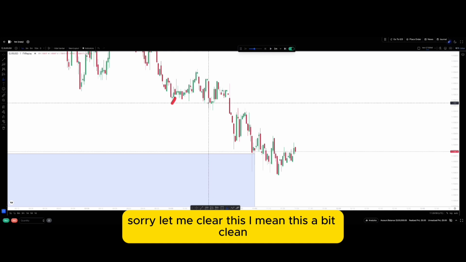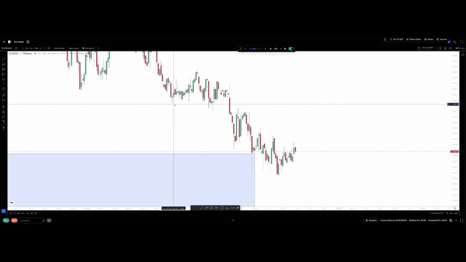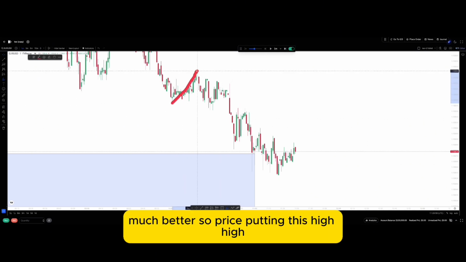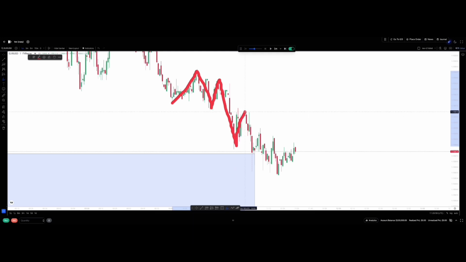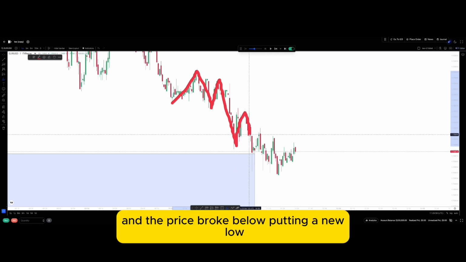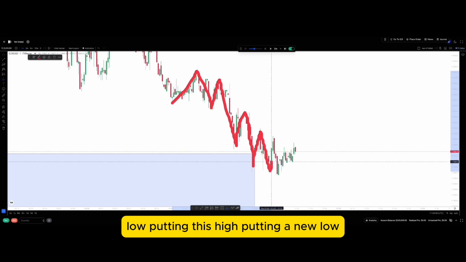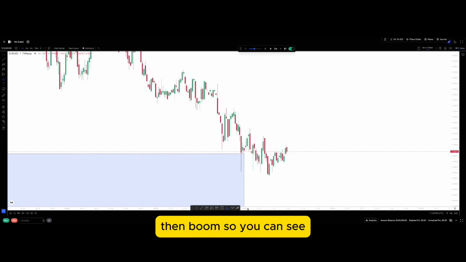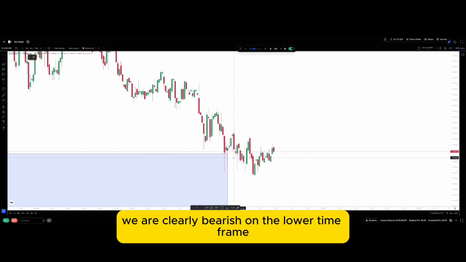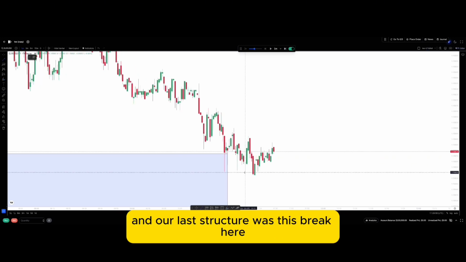Sorry, let me clear this. Make this a bit clean. Okay, much better. So price put in this high, that high put in this low, price retraced and put in this high. This low put in this high, and the price broke below, putting a new low, which put in this high, then a new low, and this low put in this high, then boom. So you can see we're clearly bearish on the lower time frame, and our last structure was this break here.